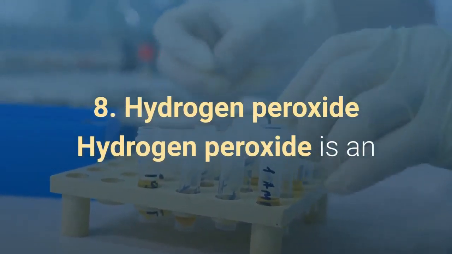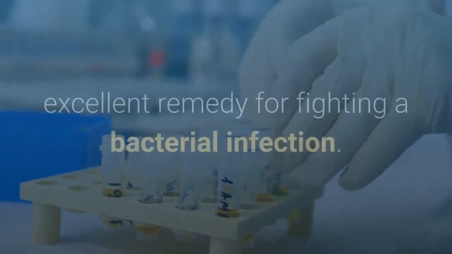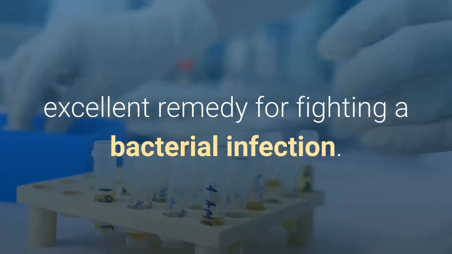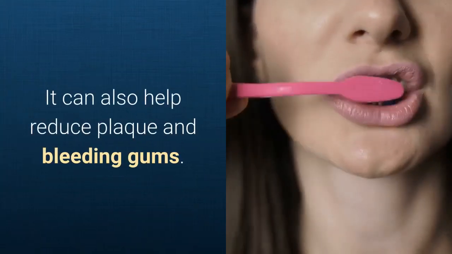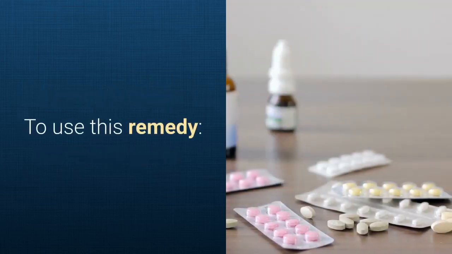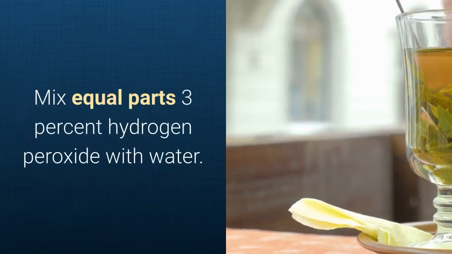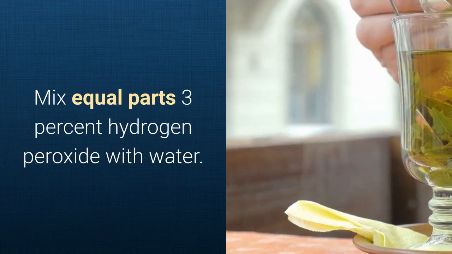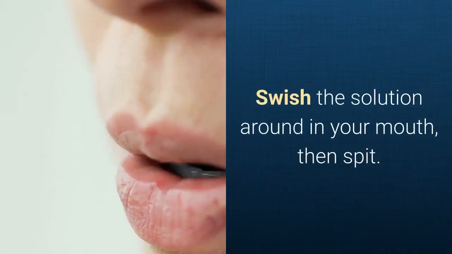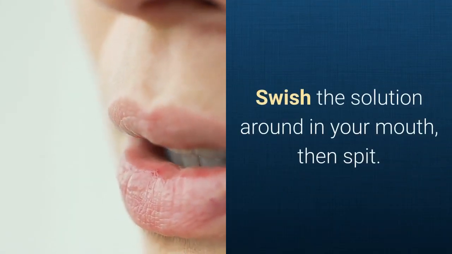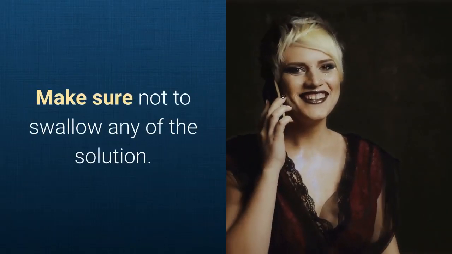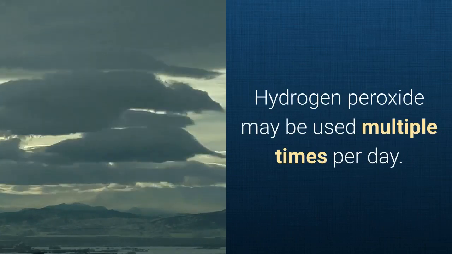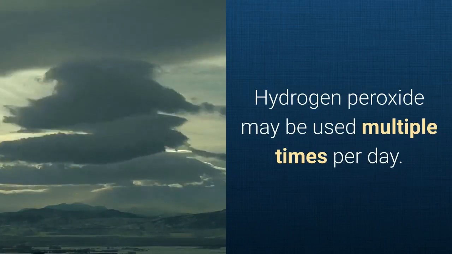8. Hydrogen peroxide. Hydrogen peroxide is an excellent remedy for fighting a bacterial infection. It can also help reduce plaque and bleeding gums. To use this remedy, mix equal parts 3% hydrogen peroxide with water. Swish the solution around in your mouth, then spit. Make sure not to swallow any of the solution. Hydrogen peroxide may be used multiple times per day.